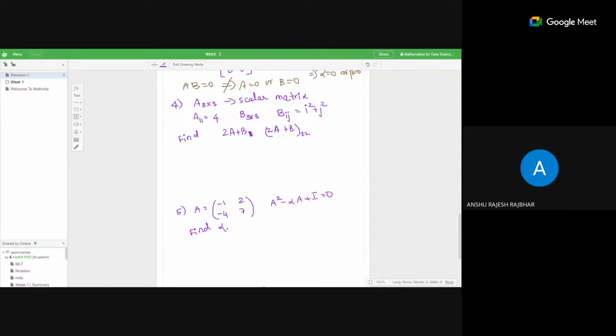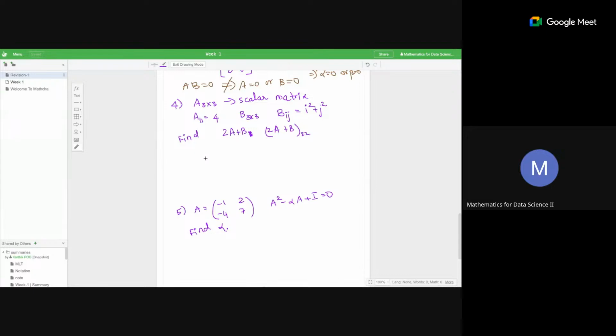2A plus B came as 16. Anyone else with the same? Okay, so I hope most of you were able to manage. How many of you were able to manage? Yes, ma'am. We're done.